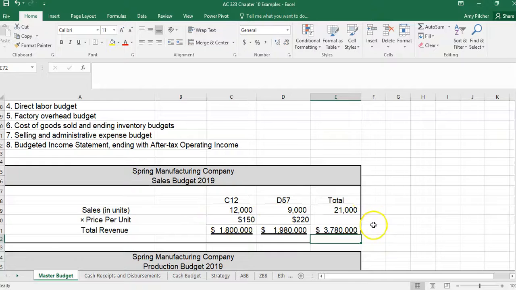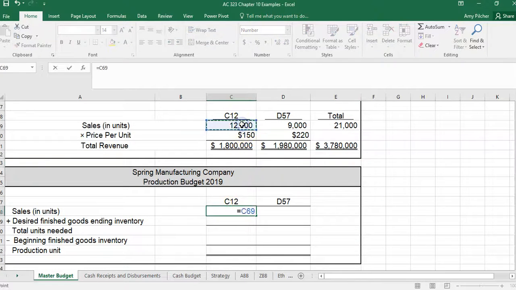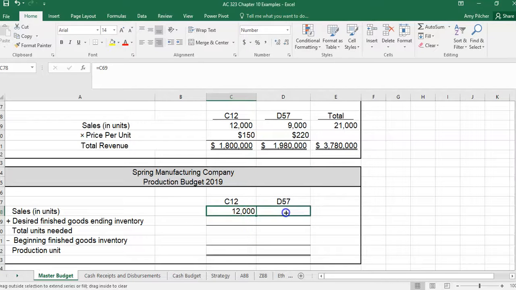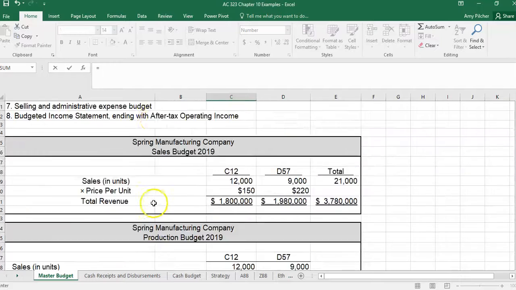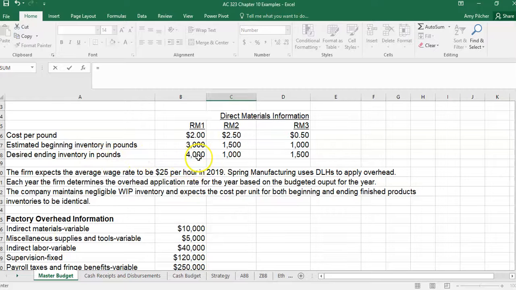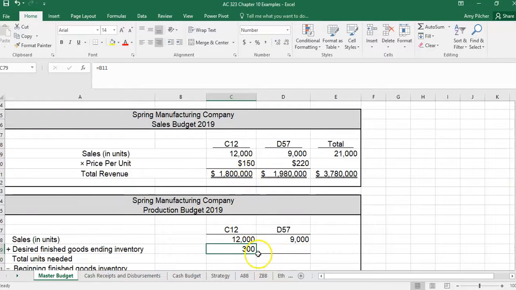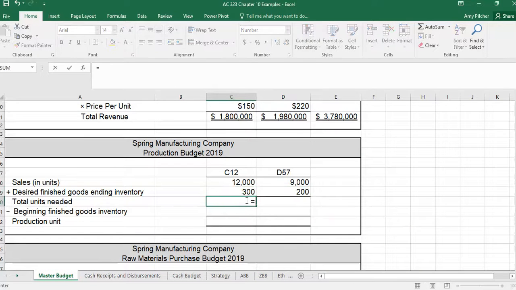From our sales budget, we create our production budget. So we start with our sales in units, and then we add our desired finished goods ending inventory. So our desired ending inventory is 300 units of C12 and 200 units of D57. So we add those together to get our total units needed.